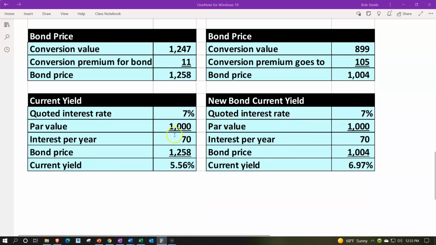And then if we take a look, we have the same bonds. So if we don't exercise, the bonds would still be giving an annual return of the $70 here. But now we're saying that the bond price before was at that 1,258. So if we purchased it for 1,258 and compared that to the interest, we'd have that 5.56 return. Whereas the second one, if we had the $70 compared to the bond price, which is now at the 1,004, then the yield would be increasing to 6.97.